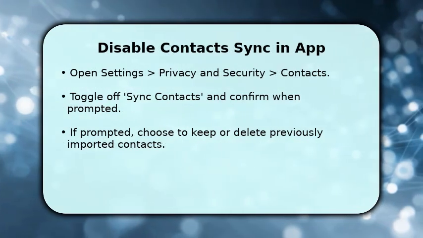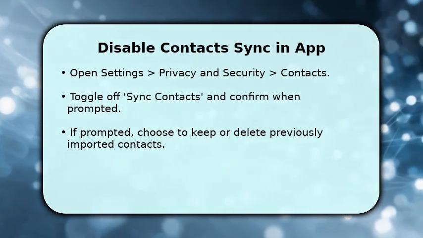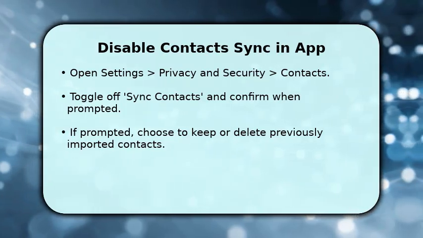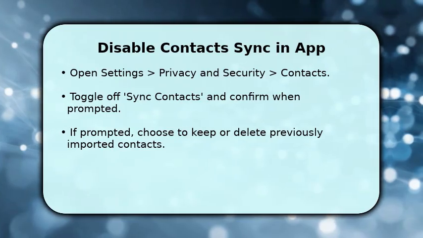Now go to Telegram settings, tap Privacy and Security, then Contacts. You'll see Sync Contacts. Turn that toggle off. Do it deliberately so Telegram stops uploading and matching your address book.